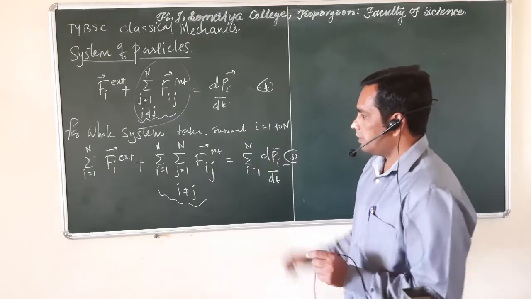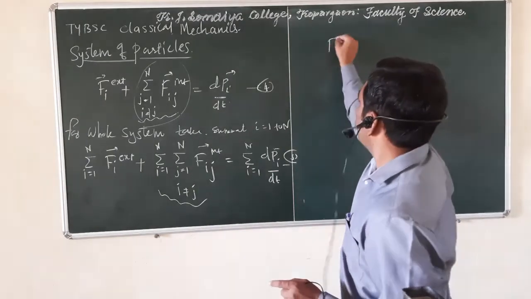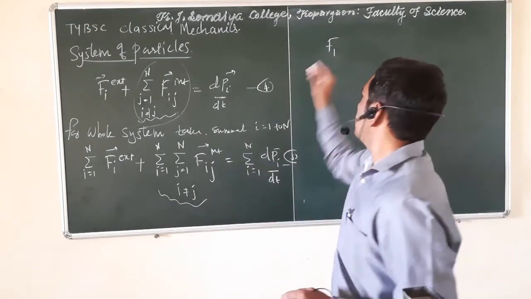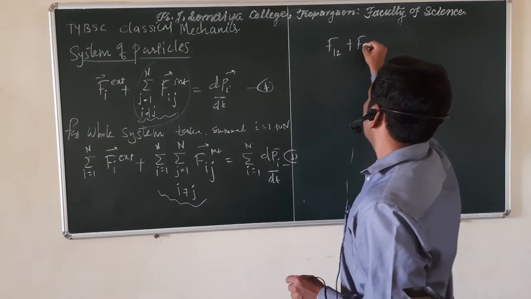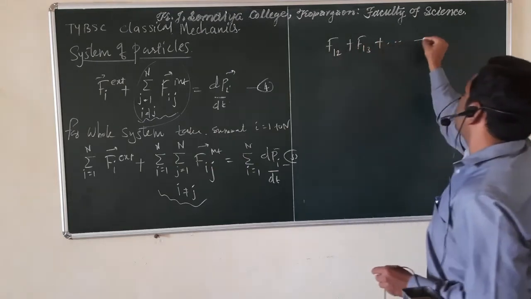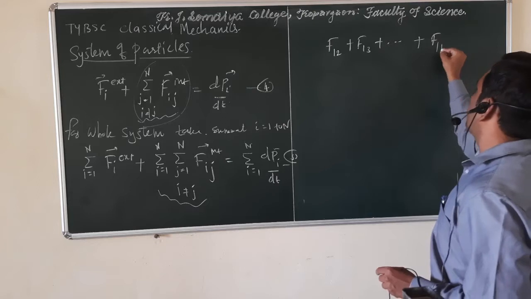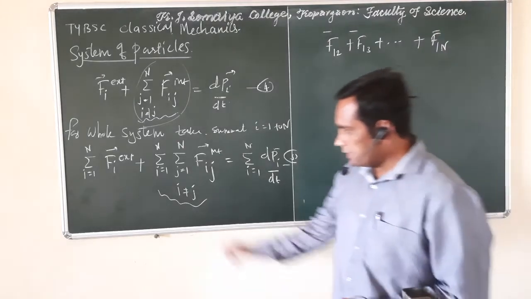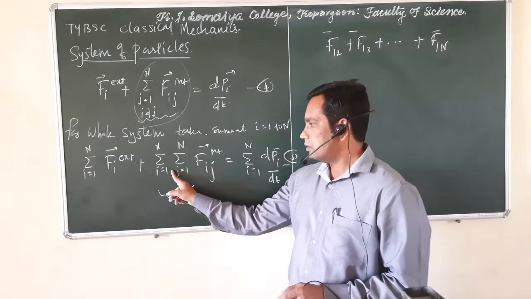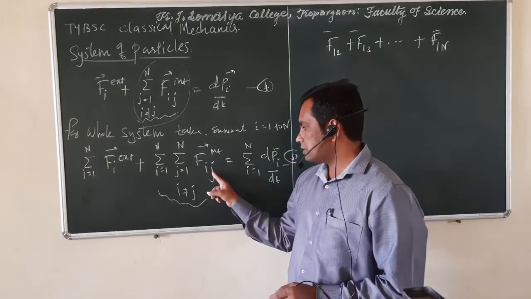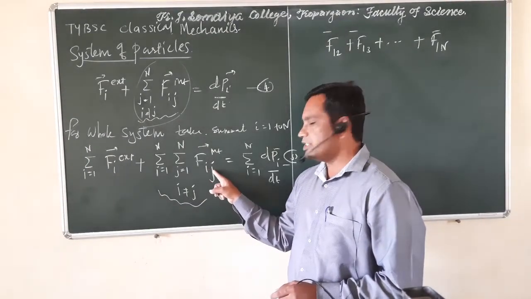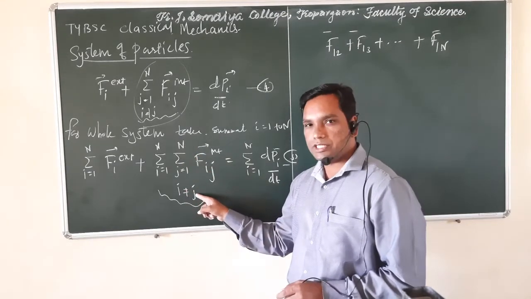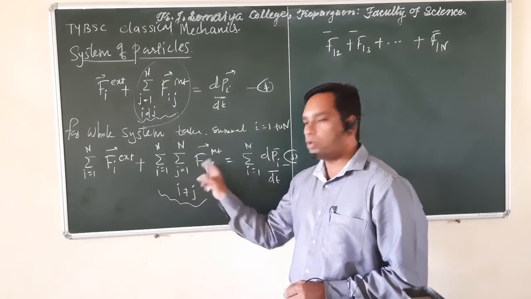Okay. So see, for i equal to 1, we have terms like f1j, with j running from 2 to n. So f12, then f13, like this. So we are going up to f1n. Now if you take i equal to 2 in this summation, we have terms f2j, with j running from 1 to n, again excluding i not equal to j, which means we are excluding the term f22.